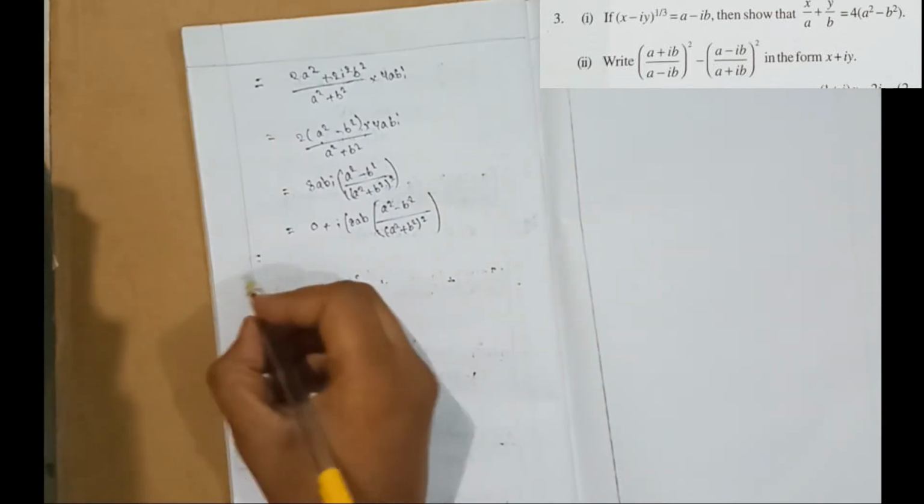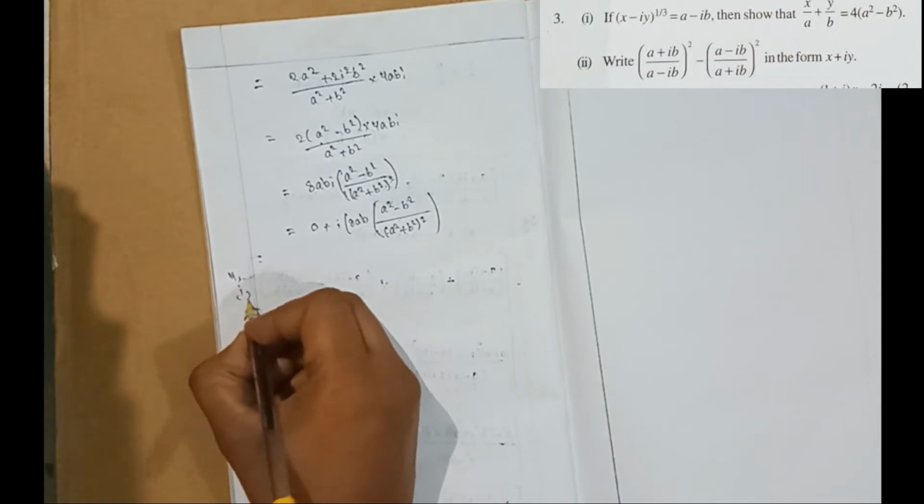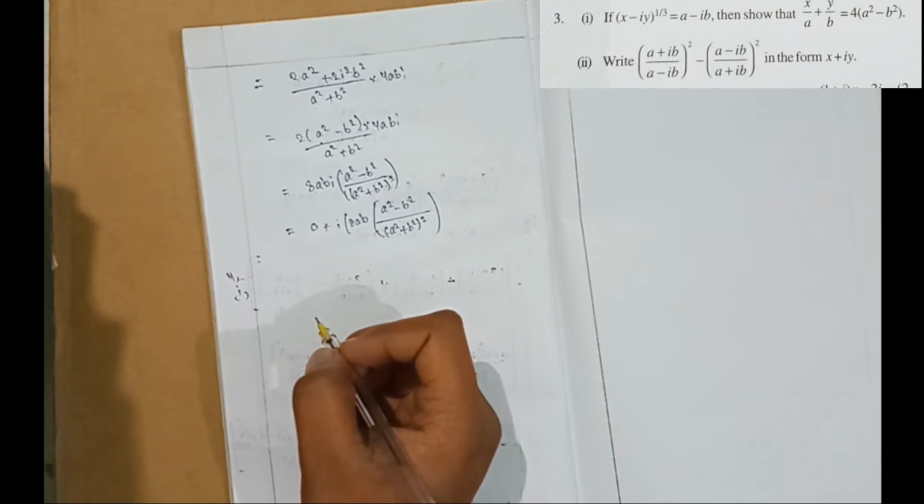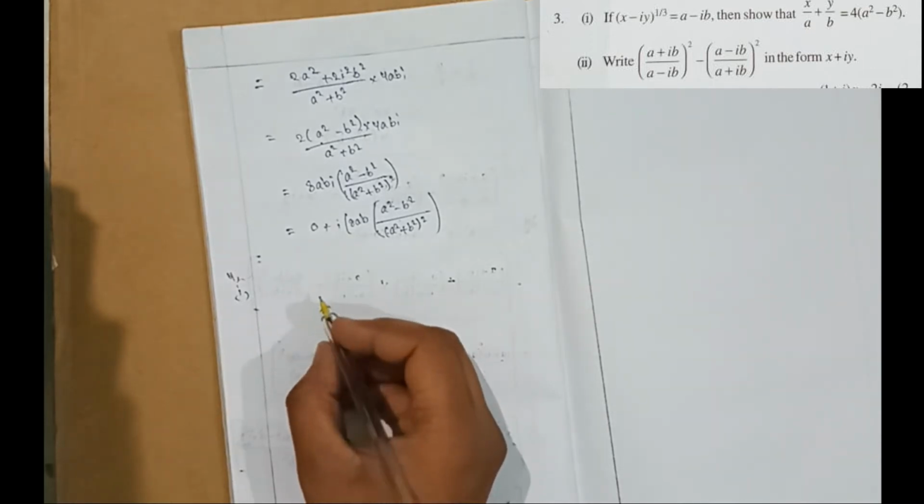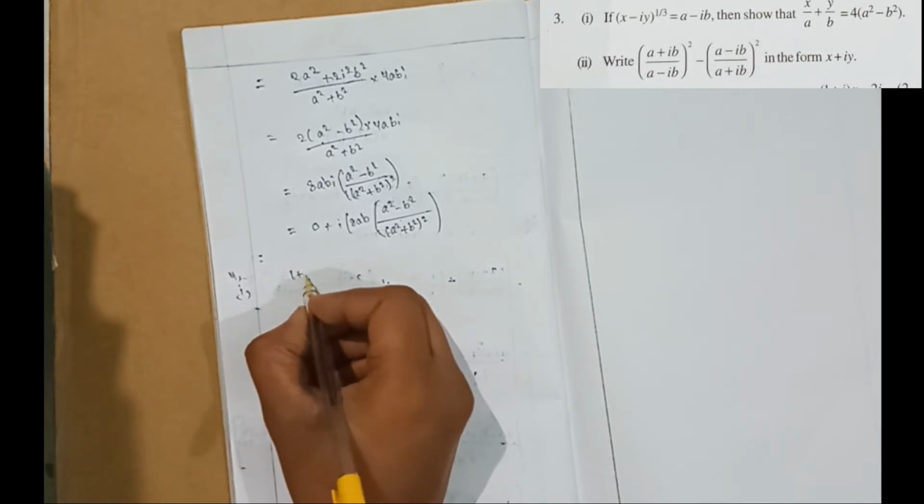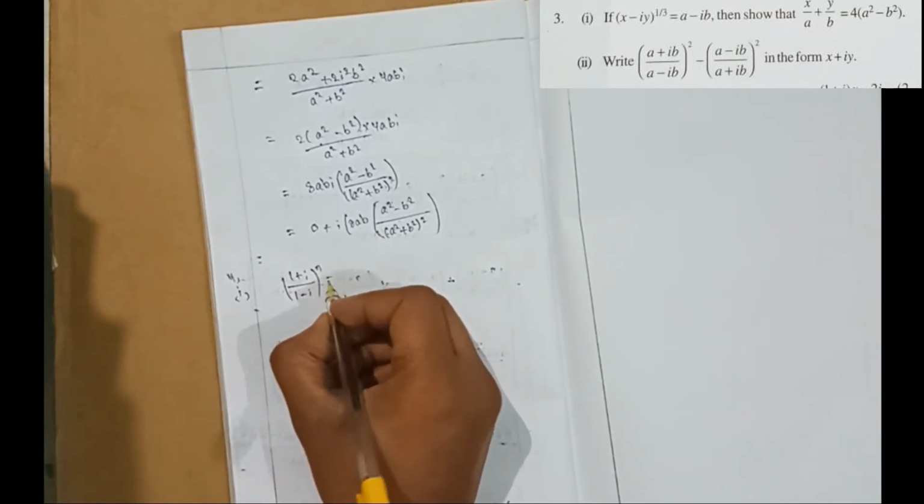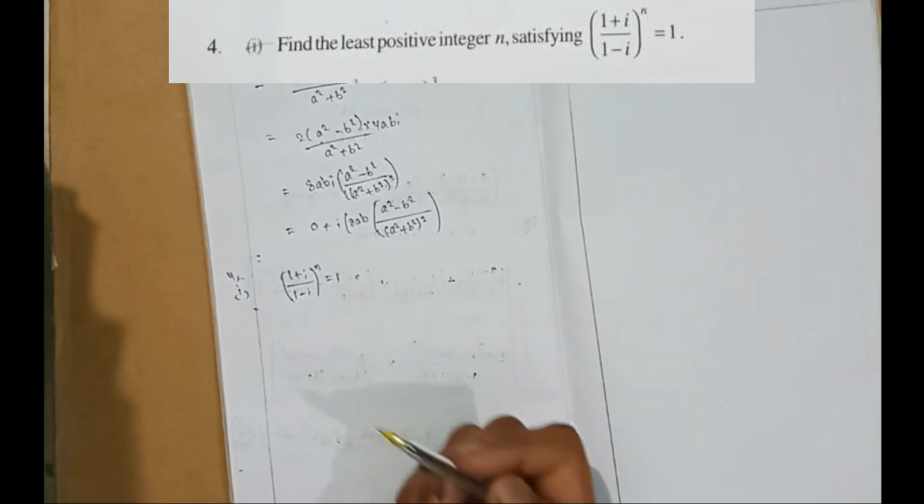Now the fourth bit, first one: find the least positive integer n satisfying the equation (1 plus i by 1 minus i) whole power n equal to 1. We have to find the least positive integer, denoted by n, which can satisfy this condition.